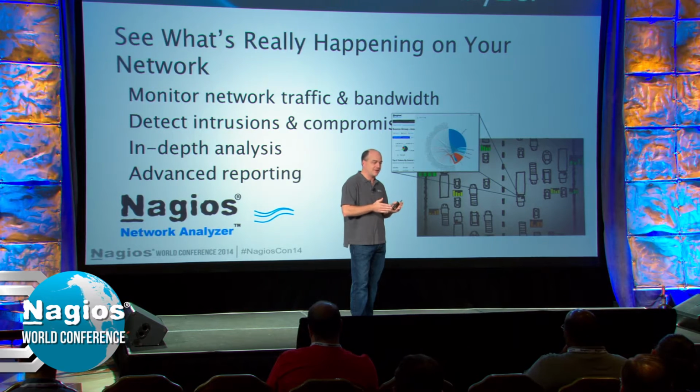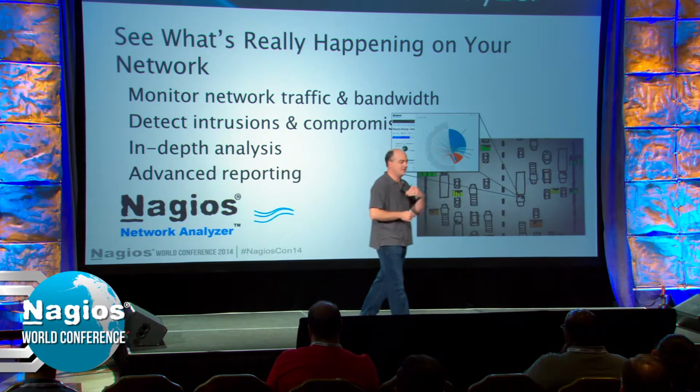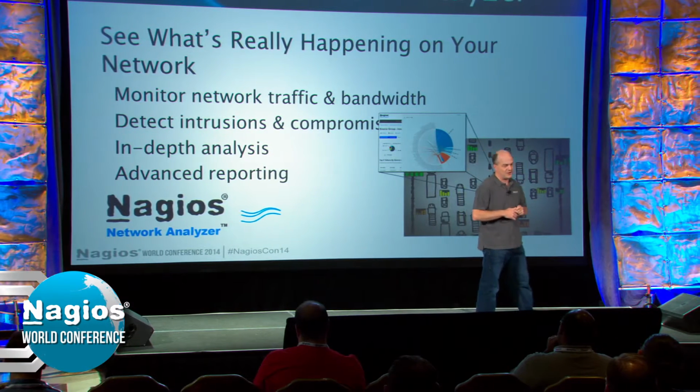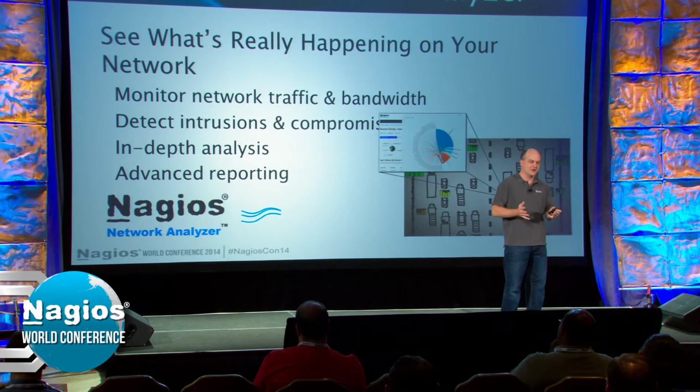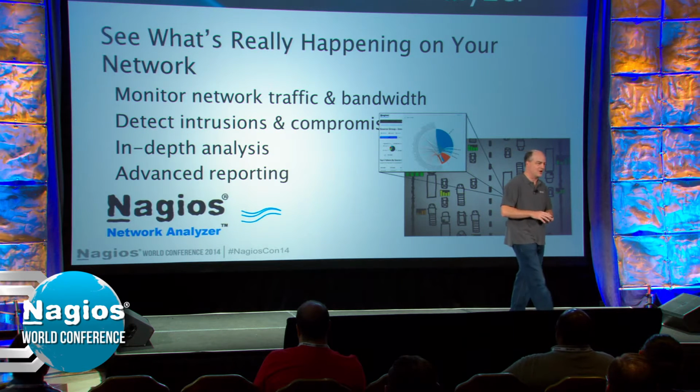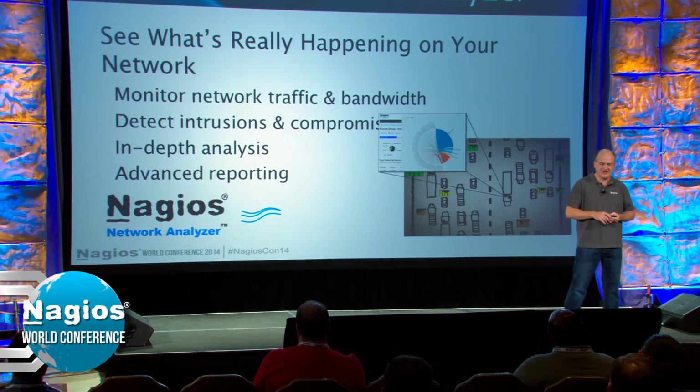In addition to that, it gives them the ability to create alerts. So if things go over a certain pattern, if you have a lot of data from a particular machine or to a particular port, inbound or outbound, you can create alerts in Nagios Network Analyzer to send those off to your monitoring software, or again, send them via email directly to you.